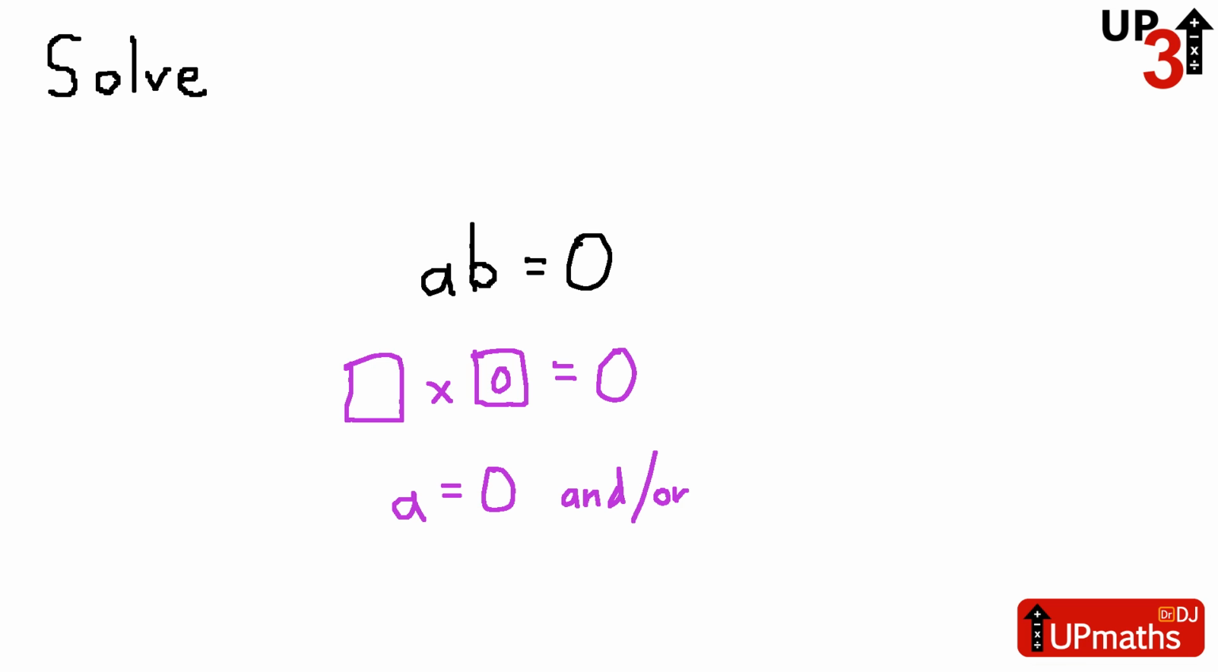But I'm just going to ask your permission, are you okay if I just write or b equals 0? Reason is, everything will go smoother later on. I do mean and, but let's just not worry about that because it doesn't really affect anything.